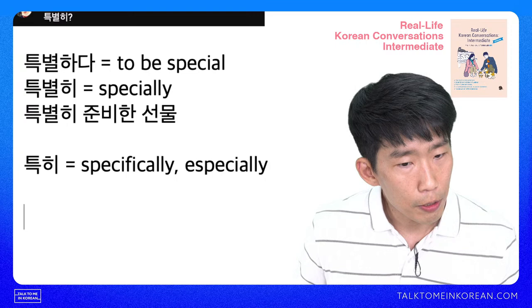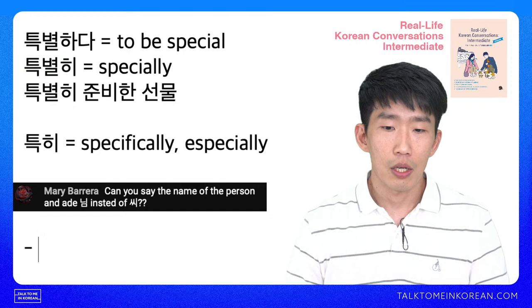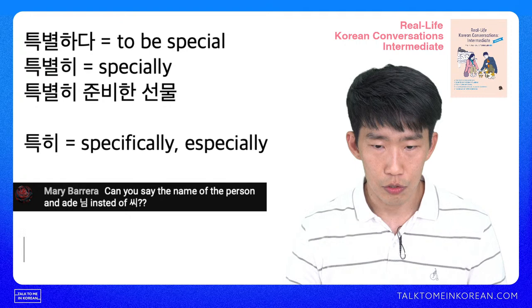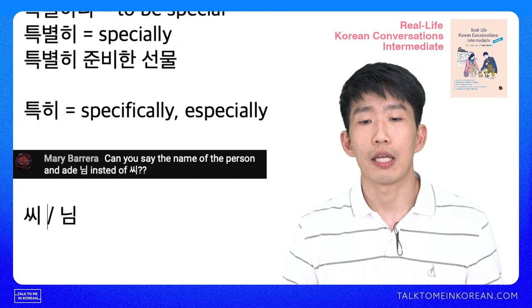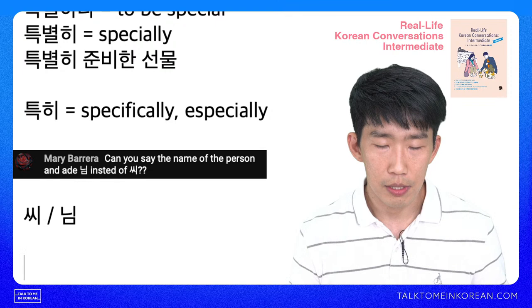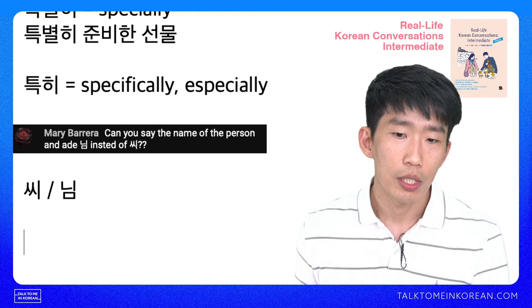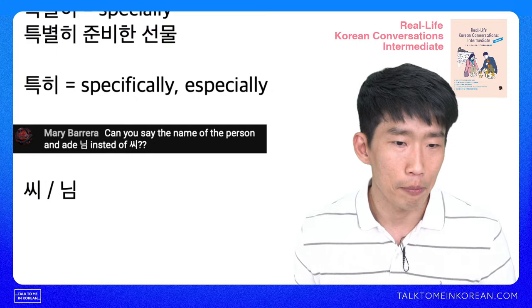Okay, over here, I see another question. And can you say the name of the person and add 님 instead of 씨? I'm writing a video about this one, actually, 씨 and 님. Yes, you can add 님. And yes, you can add 씨 after somebody's name, but if you want to sound more polite, more formal, you want to go with 님. 씨 is, you know, it's formal, but still a little bit more casual than 님. So you can say, so-and-so 씨, especially if that person is younger than you, and if you want to stay safe, choose the safe option, go with 님.